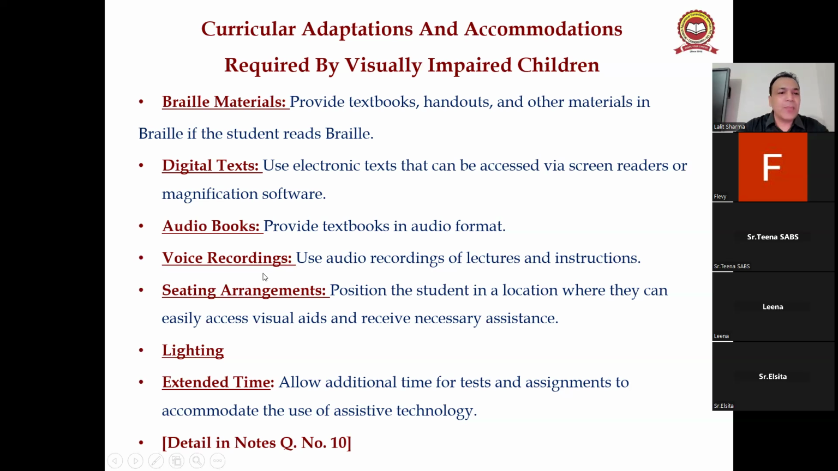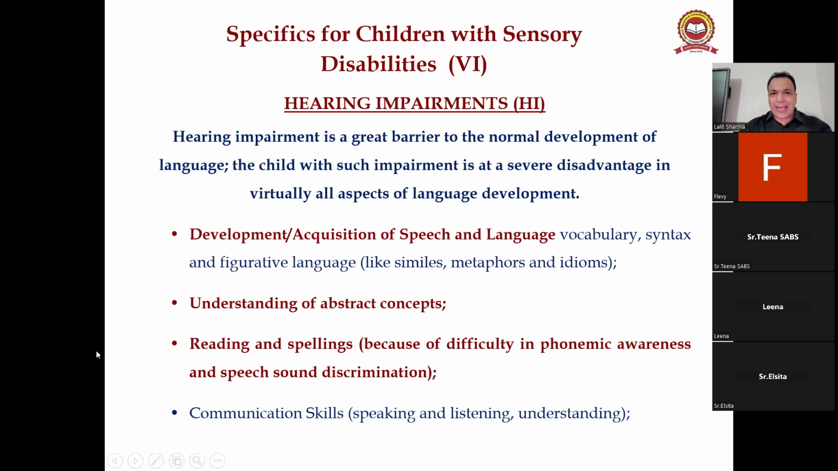So providing voice recording, sitting arrangement, because they are visually impaired, lighting, extended time. Okay. Rest, guys, you can learn from question number 10 in the notes. Okay. The next question is specific children with sensory disability, visual impairment.